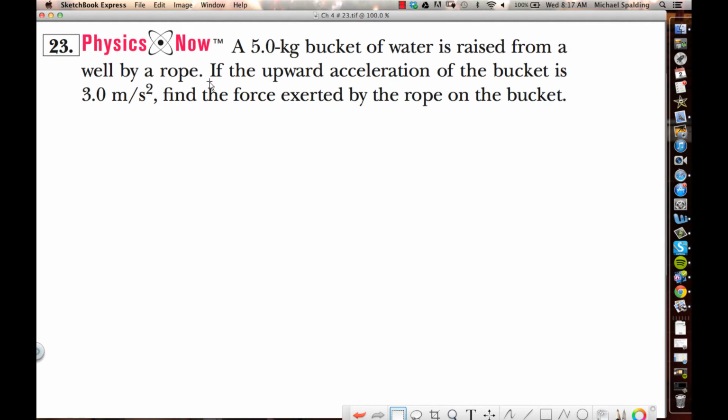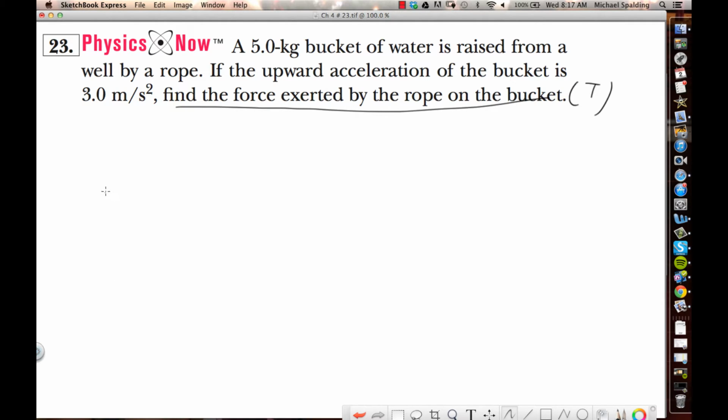We're told the upward acceleration of the bucket is 3 meters per second squared. Find the force exerted by the rope on the bucket. So what are they asking for here? Find the force exerted by the rope on the bucket. What is that? The tension. They want us to solve for the tension in the rope.